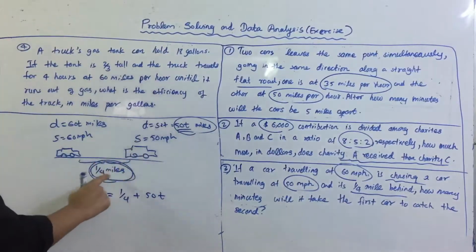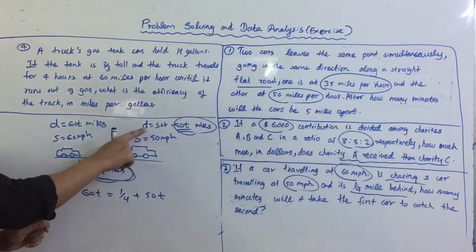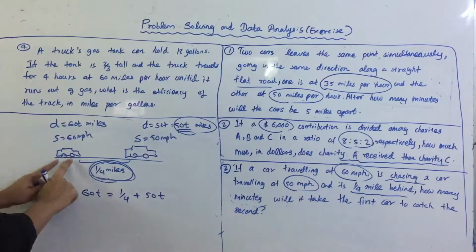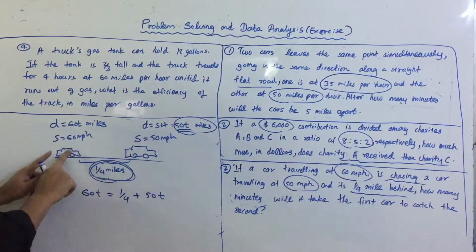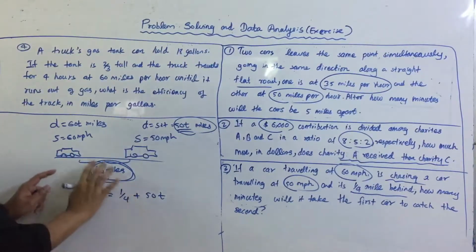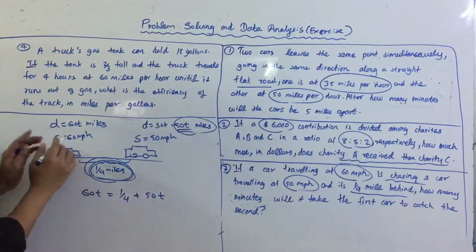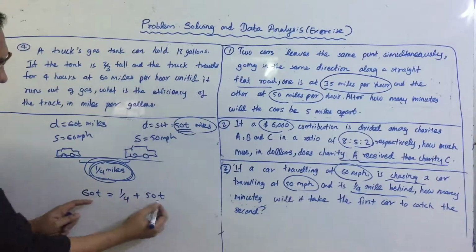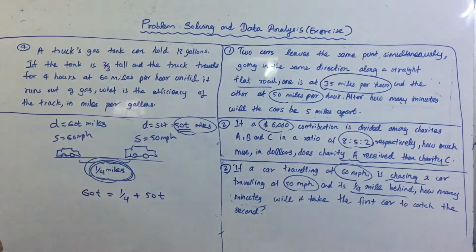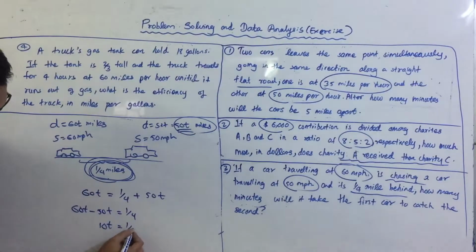Because this 1/4 is the head start of that car. Okay, this car hasn't traveled this 1/4 yet. So he has to catch up all this 1/4 and that. So you have to equalize like this. Okay. So you are gonna do 60t minus 50t equal to 1/4, which is 10t equal to 1/4.